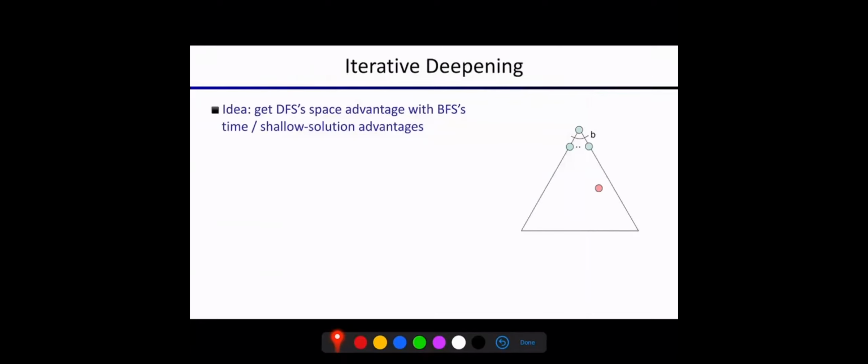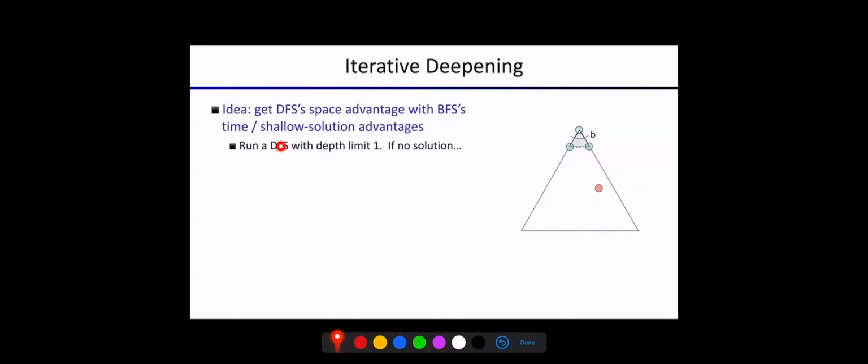Okay, so is it possible to combine the advantages of both of them? It turns out there is a strategy that allows us to do that. And the answer is yes. And we need to combine them. We do that, for example, by steps.